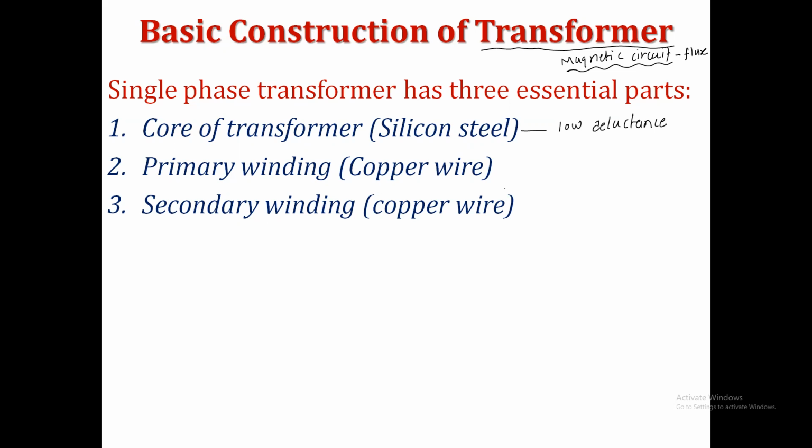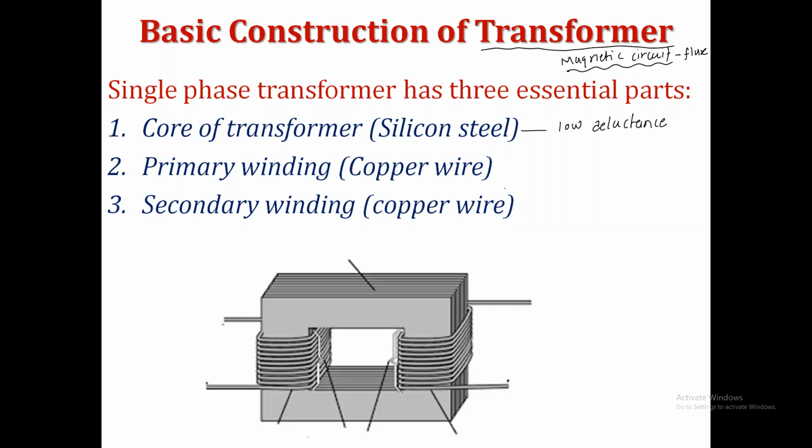Simple thing is that. What is the definition of a transformer? It will receive the energy from one circuit and deliver the energy to another circuit. It means the winding which will receive the energy, that winding we call a primary winding. And the winding which will deliver the energy, that winding we call a secondary winding. Simple thing is that.